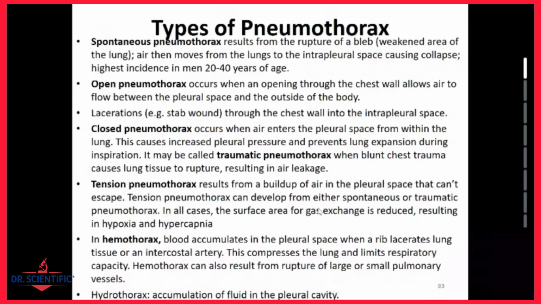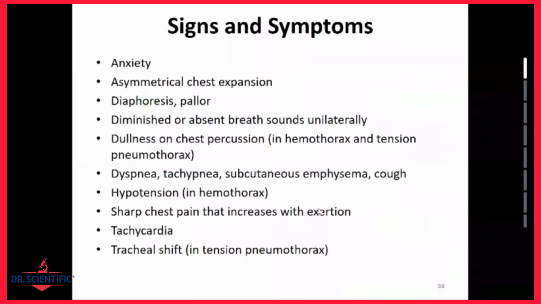Hemothorax, again, hemo from blood, so blood accumulating in the pleural space, more especially when a rib lacerates the lung tissue or the intercostal artery, that compresses the lungs and limits the respiratory capacity. Mostly with hemothorax, it could be as a result of rupture of a large or small pulmonary vessel, and the blood that is oozing from that accumulates within the pleural space. We have the hydrothorax, which is fluid accumulating in the pleural cavity.